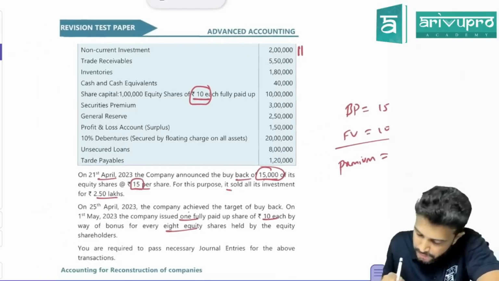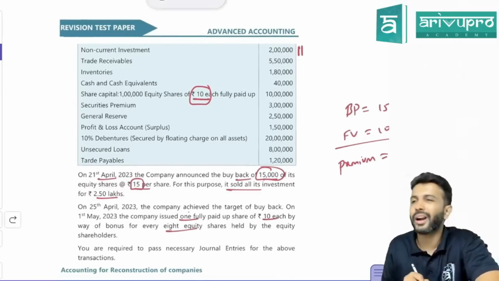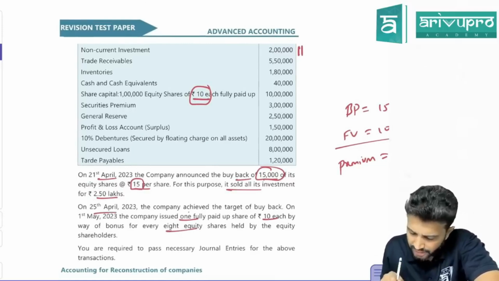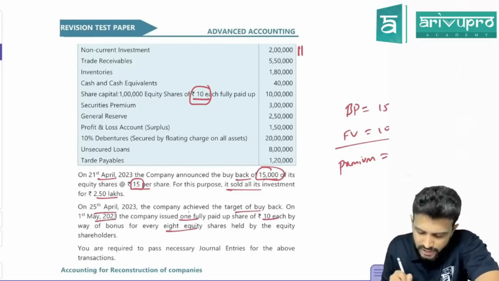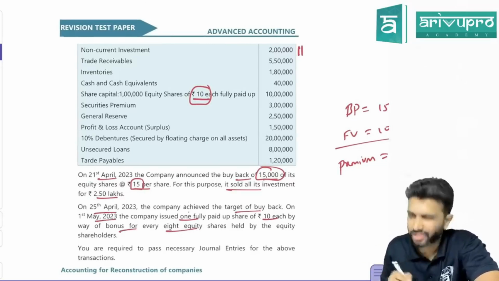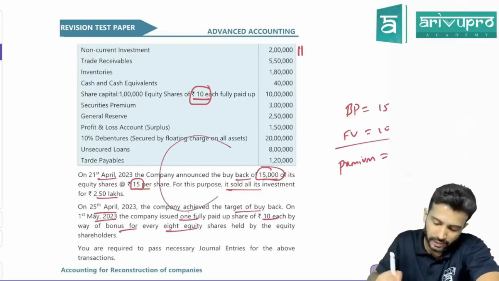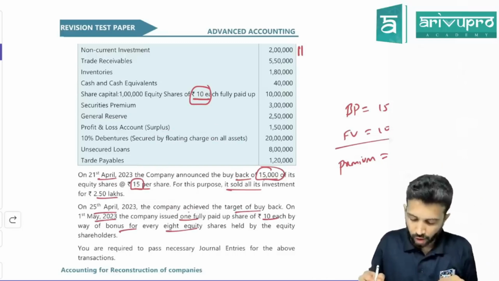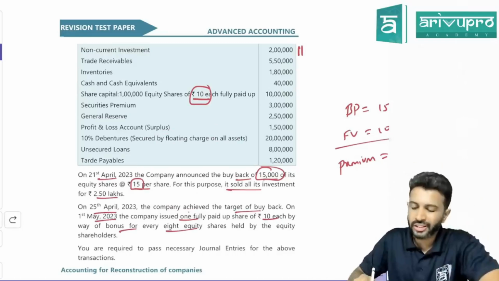Okay. For this purpose, the company sold all of its investments for 2.5 lakh. Okay, that's all. Next, on 25th April, the company achieved the targeted buyback. Great. On 1st May, the company issued some bonus shares. Bonus will go a little later. First, can we complete the buyback entry? So when did you go for buyback? First. Okay, so what is the journal entry for buyback?